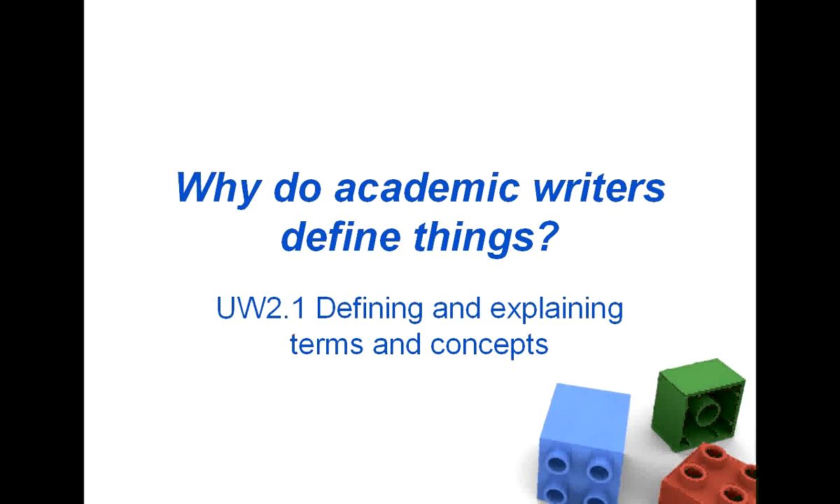Why do academic writers define things? Upper Intermediate Writing Objective 2.1: Defining and explaining terms and concepts.